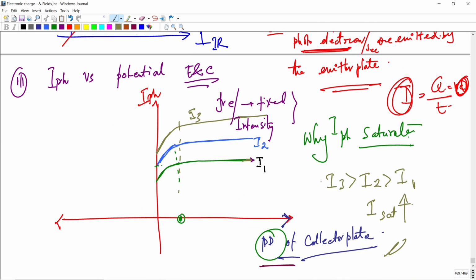But now, if I change the polarity of that battery or potential applied, this is called a retarding potential.